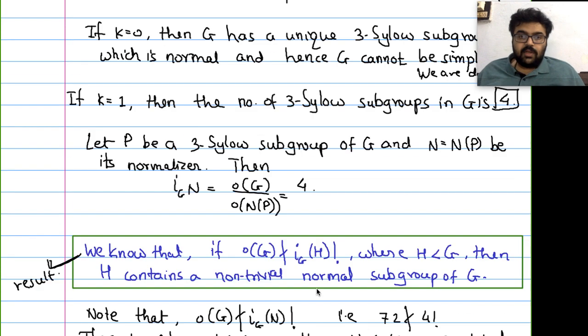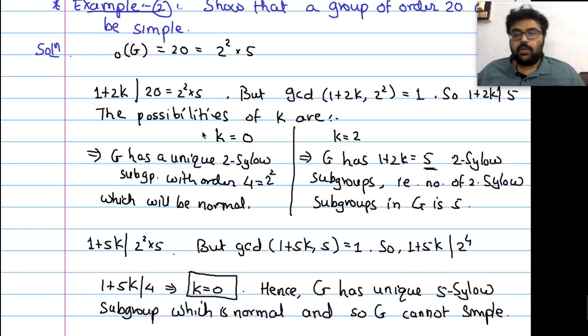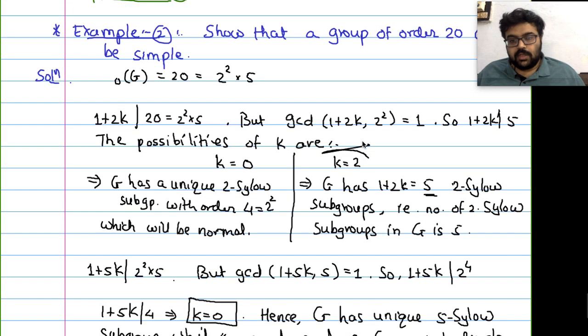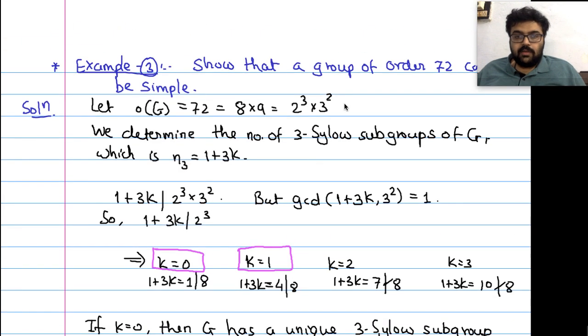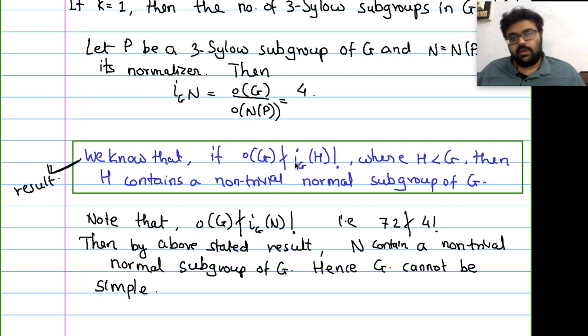In the previous case, with 5, it was easy, so it was okay. But here we tried with 3. Now you can try with 2 and see what happens. Try 1 plus 2k, which divides 3 square, so 9. Then try to find the possibilities of k and whether we are able to do that easily or not. Any of these cases is fine. If we need just one proper normal subgroup, then G cannot be simple.